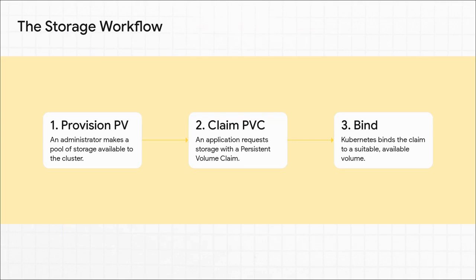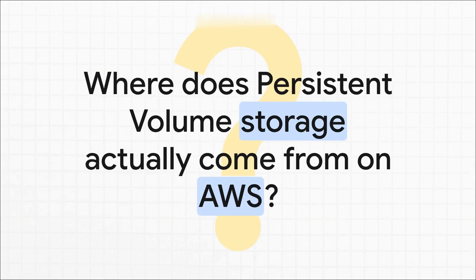So the whole workflow is actually pretty simple, and honestly quite elegant. Here's how it works. First, an admin, or let's be real, usually an automated process, sets up a pool of available storage. Those are PVs. Then your app puts in its request with a PVC. And finally, Kubernetes plays matchmaker. It takes the claim, finds the right volume, and binds them together. And once they're bound, that's it. They're a dedicated pair.